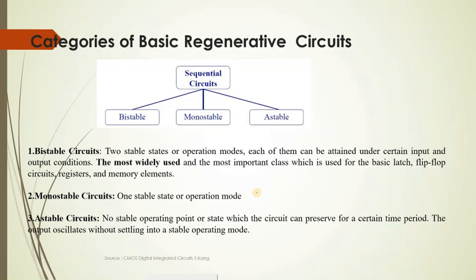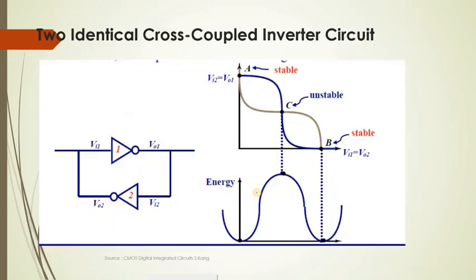And astable, sometimes it may happen that your system does not have any stable operating point or state, which the circuit can preserve for a certain period of time. The output oscillates without settling into a stable operating mode. So this is quite an interesting thing and normally it is being utilized in different perspectives during this particular course.